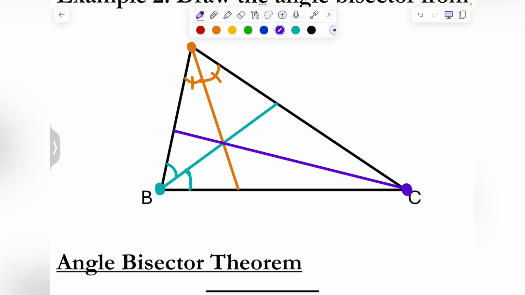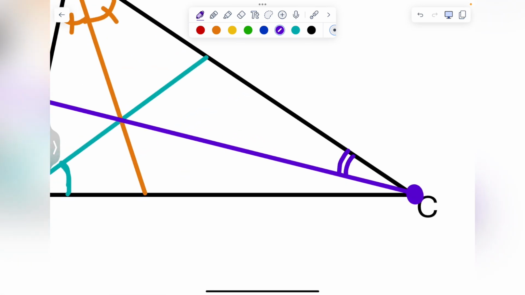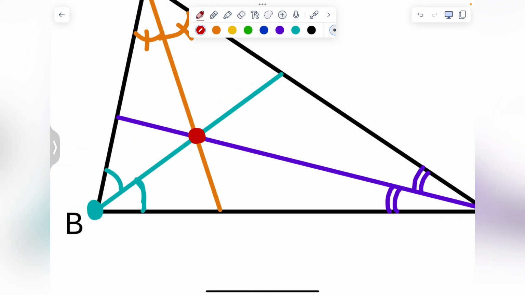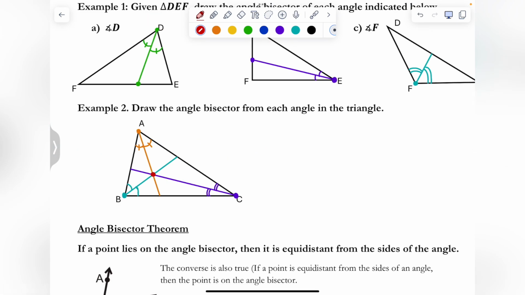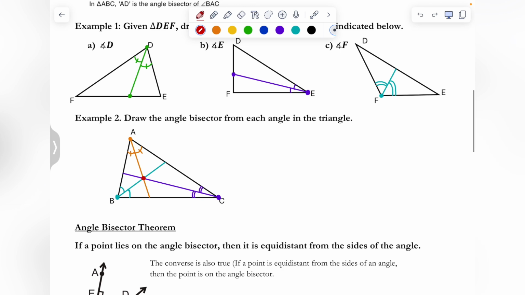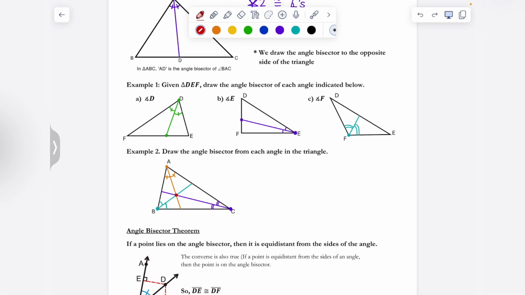Now, if you do it right, these are all going to meet at the same point. So notice they all meet at the same point. That's kind of true about all these special segments. They all are what we call concurrent, meaning they will intersect at the same point if we do it right. Okay, and this point does have a special name, but we don't really talk about it with angle bisectors. We do talk about it with some other special segments that we'll get to later in the chapter.